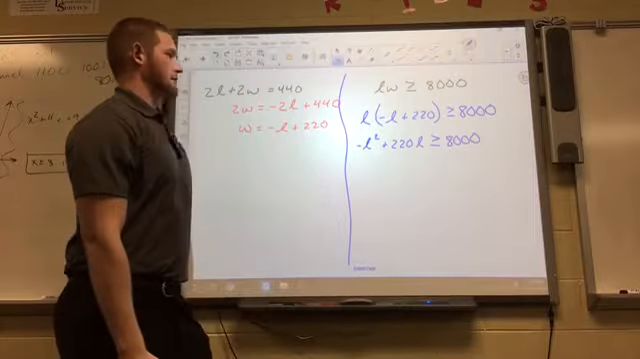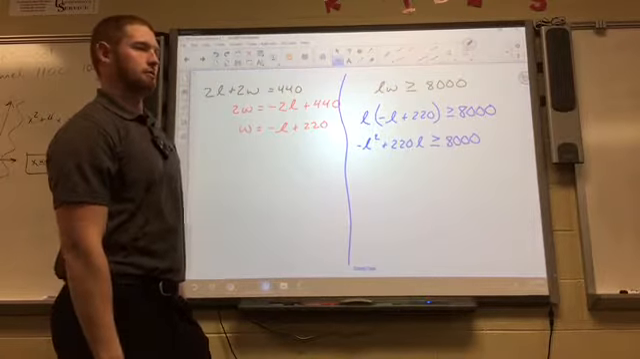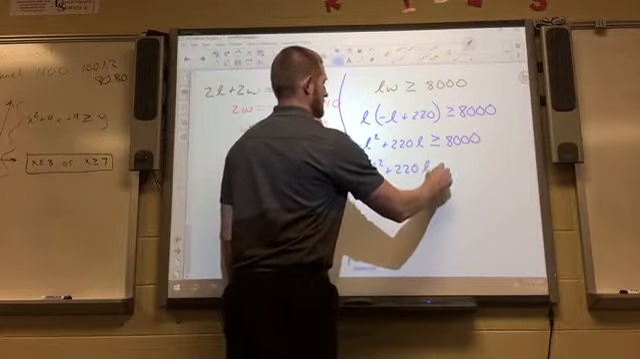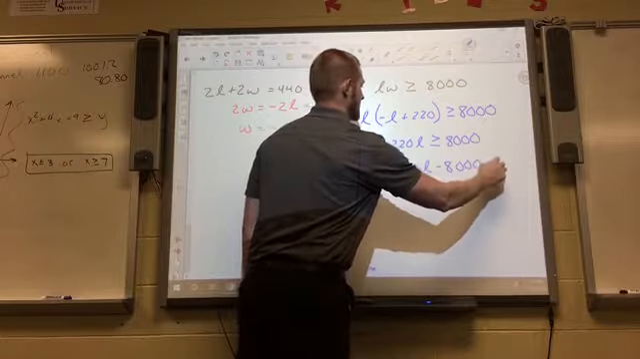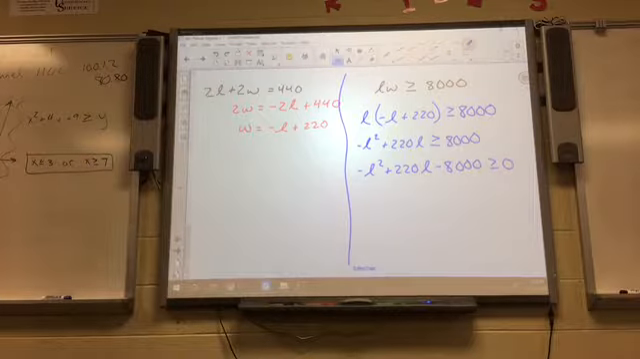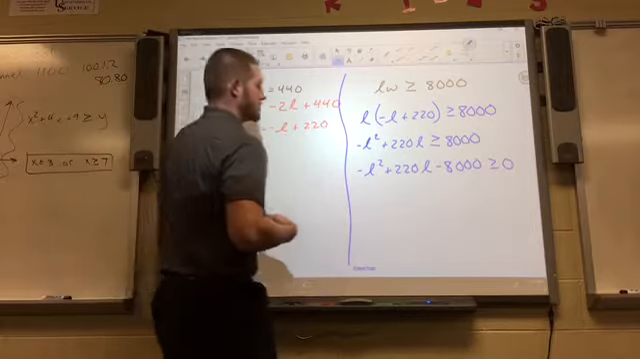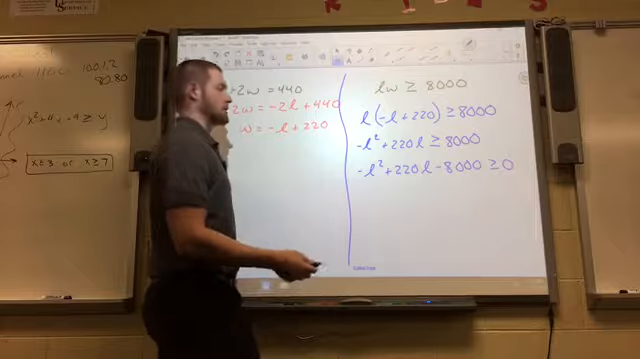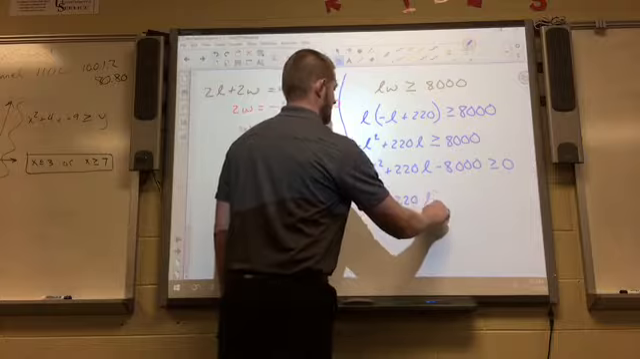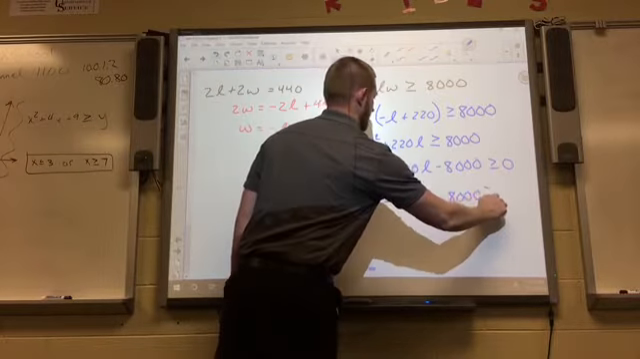Okay. Now to solve this, I have to have it equal to 0. I guess not equal in this case, but I subtracted my 8,000, so now it's greater than or equal to 0. Now, I don't really like A to be negative. Is it okay if I change all the signs? Yes. Are you going to get the same answer if you don't? Yes. So I'm going to change it to L squared minus 220L plus 8,000 greater than or equal to 0.